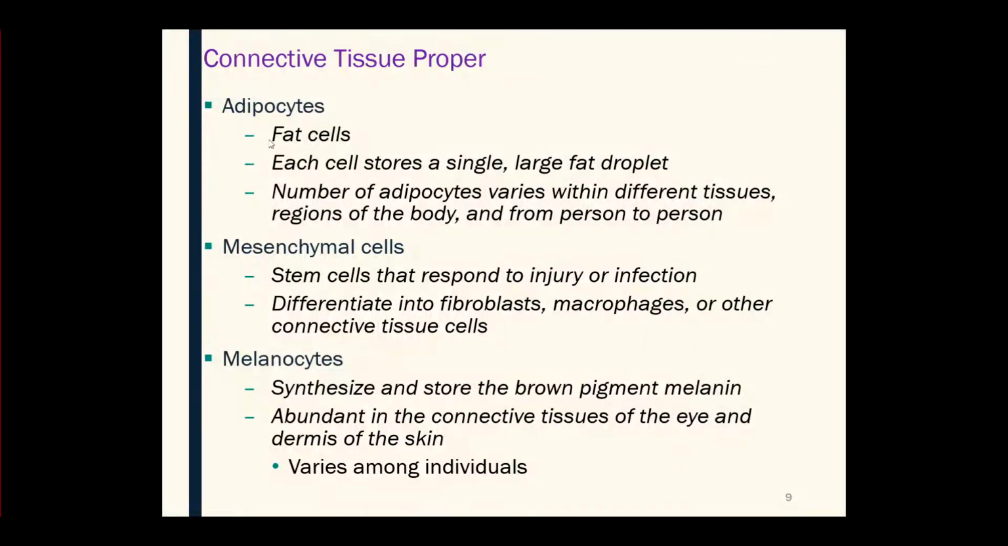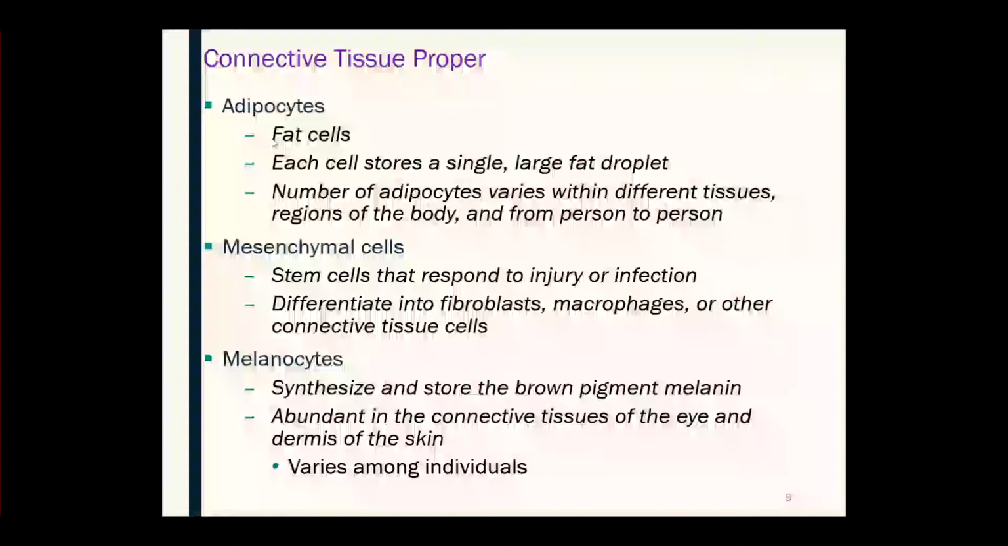Adipocytes are just a fancy word for fat cells. So these are our adipocytes. Each one of these cells will store a single fat droplet. We know from chemistry that is known as a triglyceride. Now, the number of adipocytes is going to vary within different tissues, regions of the body, and also from our genetics from person to person. So it's not always going to be the same. And again, we'll point that out as you go through your studies in anatomy and physiology.